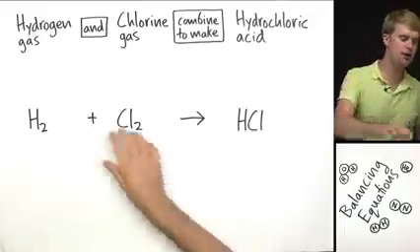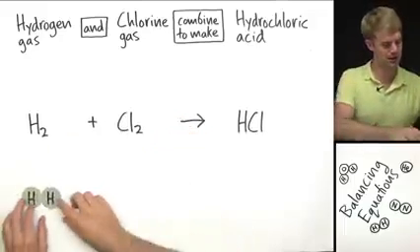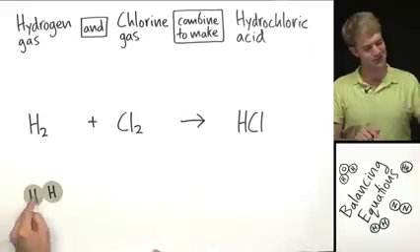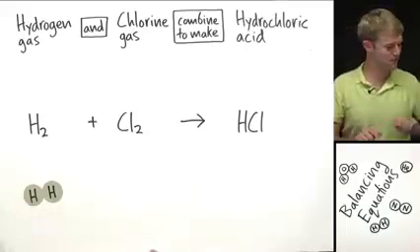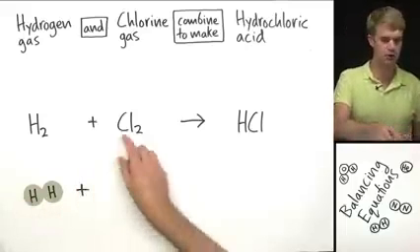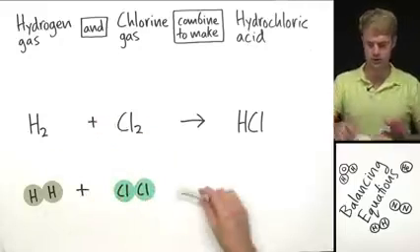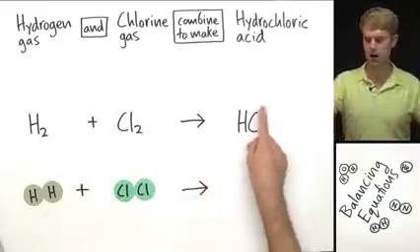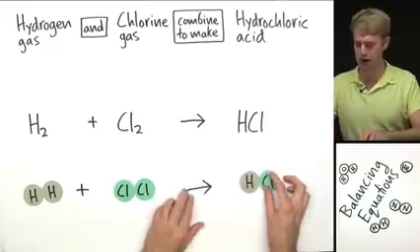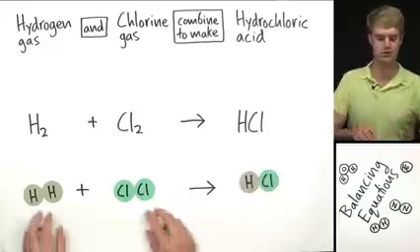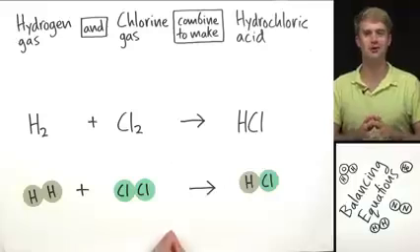Okay, so we got a molecule of hydrogen gas. It looks like this. We got 2 hydrogen atoms, 1, 2. Then we got some chlorine gas. We got a molecule of that, 2 chlorine atoms. Got our arrow, and finally a molecule of hydrochloric acid. So there it is, 1 hydrogen and 1 chlorine.